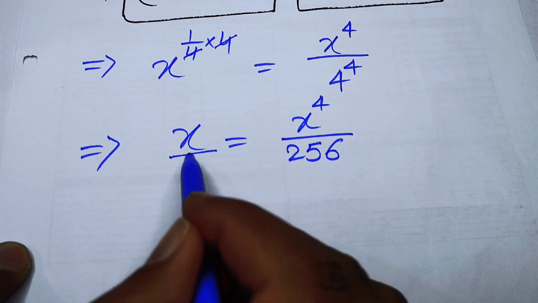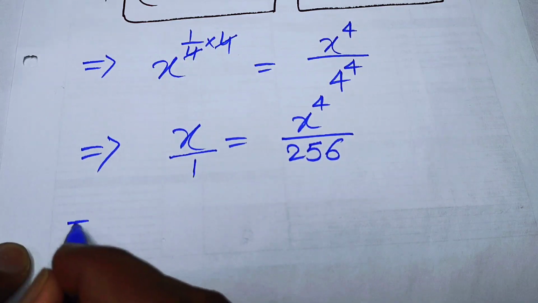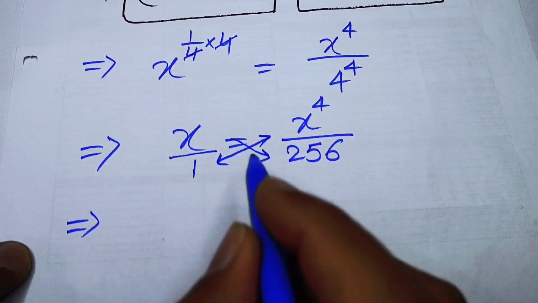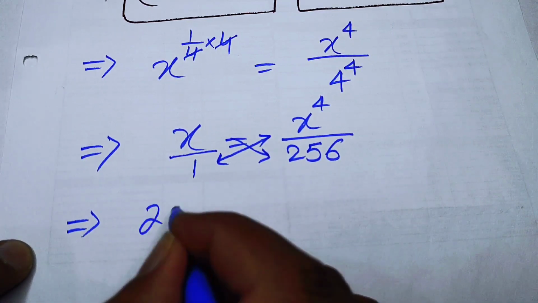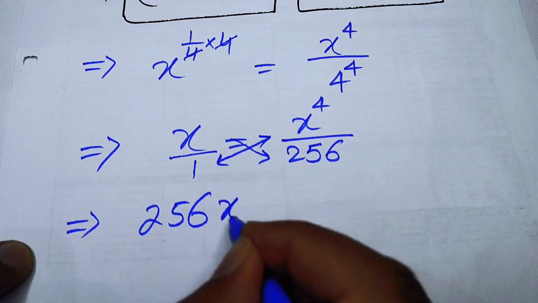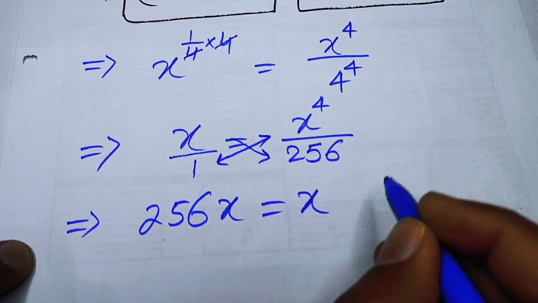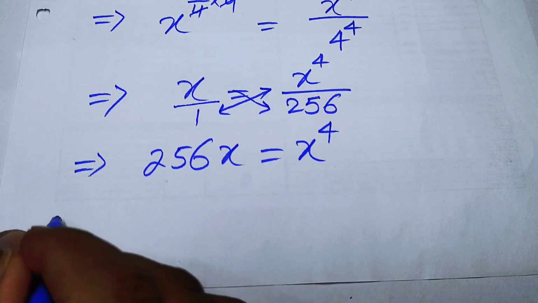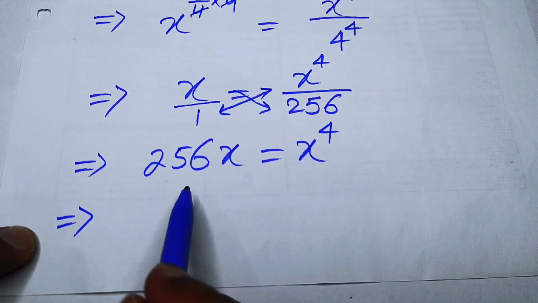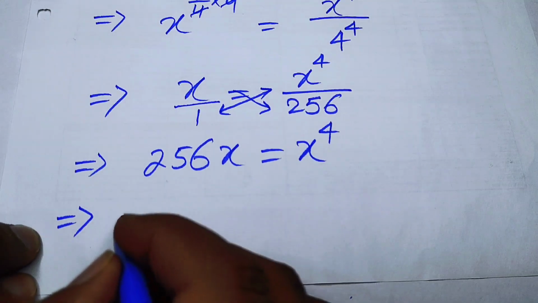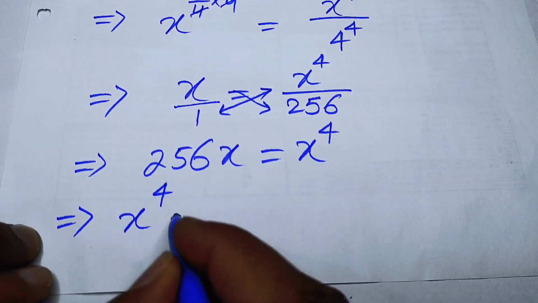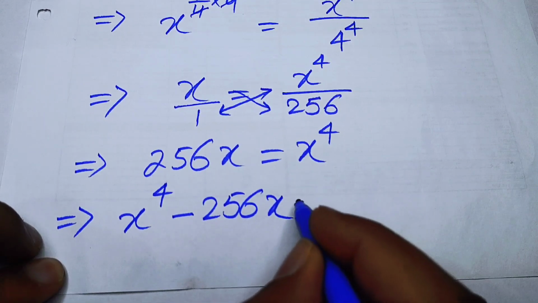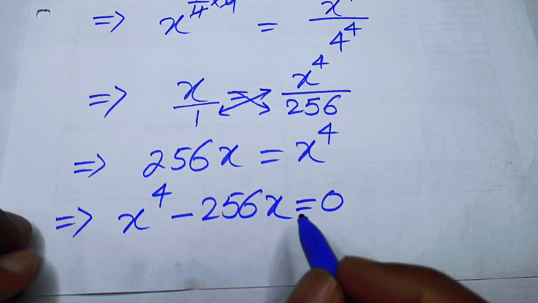So now we can take the cross multiplication. On the left hand side the denominator is 1, and when we take the cross multiplication we get 256 times x is equal to x to the power of 4. And finally we can take 256x to the other side, and we get x to the power of 4 minus 256 times x is equal to 0.